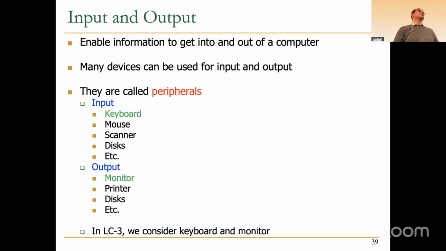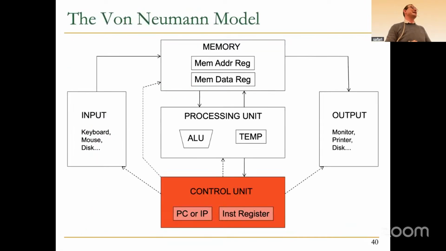Today, actually, we have many more input and output devices potentially. In LC3, as you will see in the Patt and Patel book, they consider a keyboard and a monitor, and they have special locations in memory to access them. We will not talk about this right now. We may get back to it later.